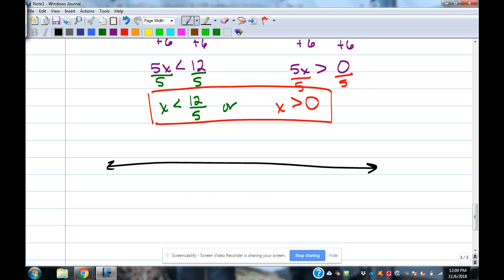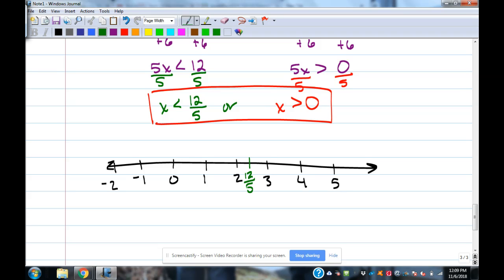On a number line, I know 0's got to be there and 12 over 5. Where's 12 over 5? It's about what number? 2 and some change, right? 2.4 is what it is as a decimal. So I've got a 0 here. 1, 2, 3. I'm just putting some numbers there. Doesn't really matter as long as I get a little bit past where I need to be. So x is less than 12 over 5. So I'm going to go to 12 over 5, which is about right there.